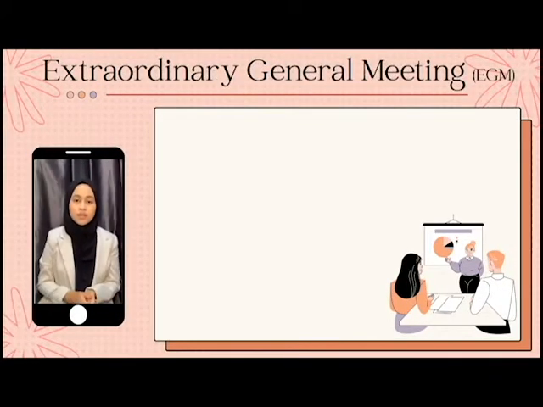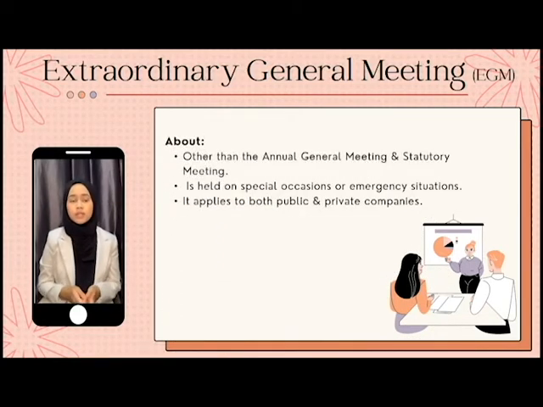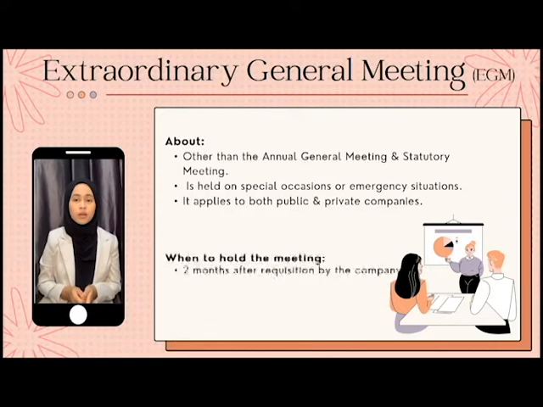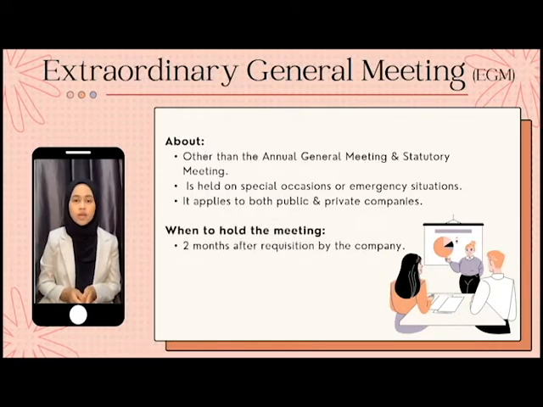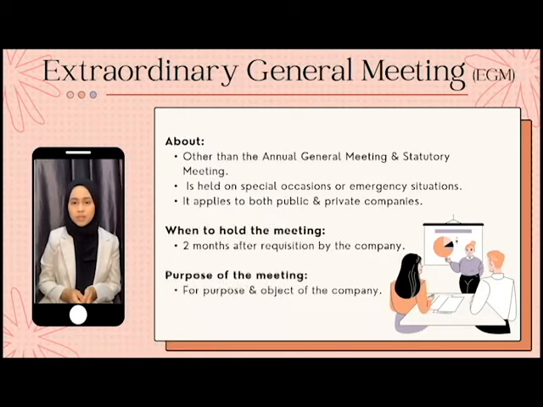Next is the Extraordinary General Meeting, known as EGM. Any general meeting other than the annual meeting is called an EGM. The agenda of an EGM will usually constitute special business, which is urgent and cannot be delayed until the next meeting. An EGM applies to both public and private companies and occurs as soon as practicable within 2 months after the receipt of the requisition by the company. If the directors do not convene a meeting within 21 days after receipt of the requisition, the requisitioners may convene the meeting themselves. An EGM must be for the purpose and object of the company.